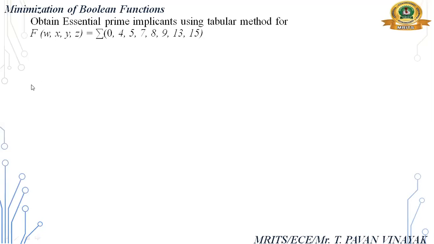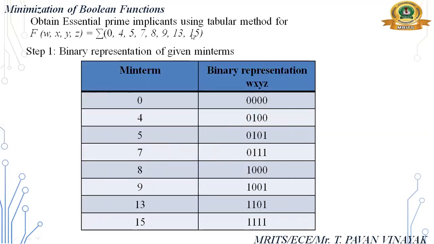What is the first step? You have to write binary numbers for the given minterms, right? So I am writing the available minterms: 0, 4, 5, 7, 8, 9, 13, 15. I am writing the binary numbers. Okay, that is the first step.